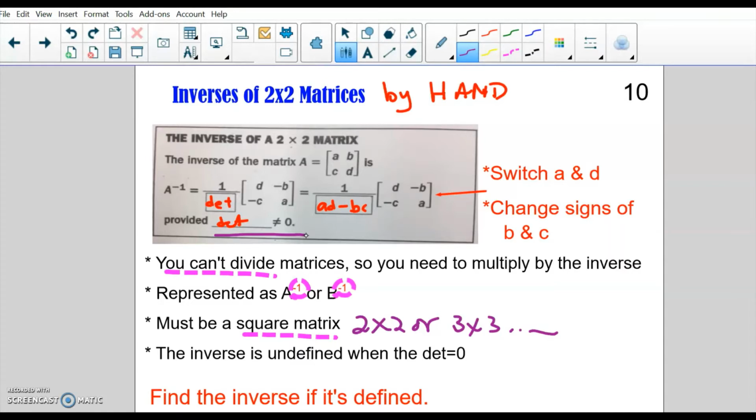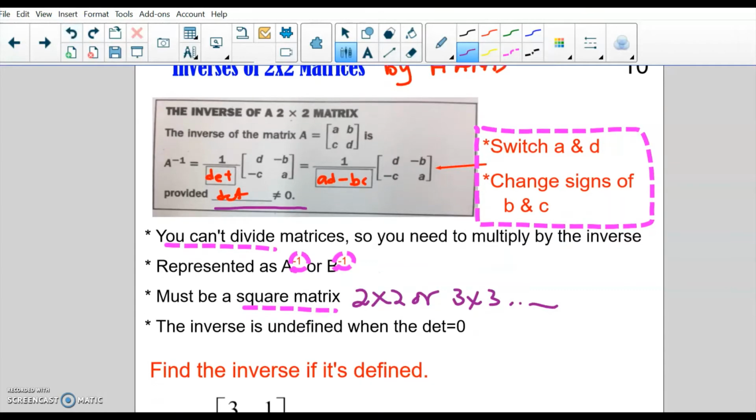All right, so what we want to pay attention to is this part right here. I'll refer back to the formula in a few minutes, but how do we do that? What does the formula say? The formula says take the positions A and D and switch them, take the signs of B and C and change them. So that is what happens in the inverse formula for a 2 by 2 matrix.